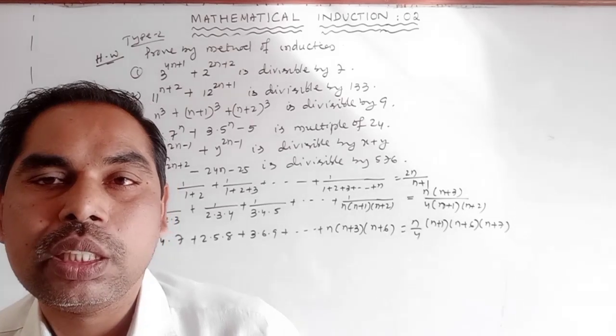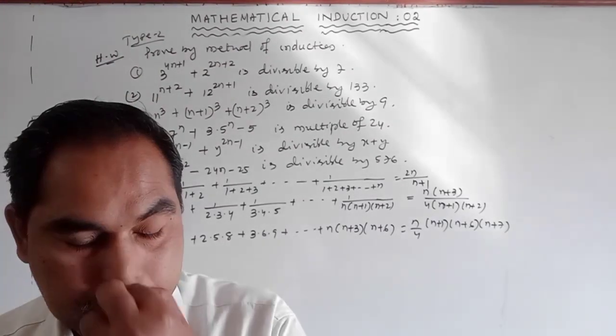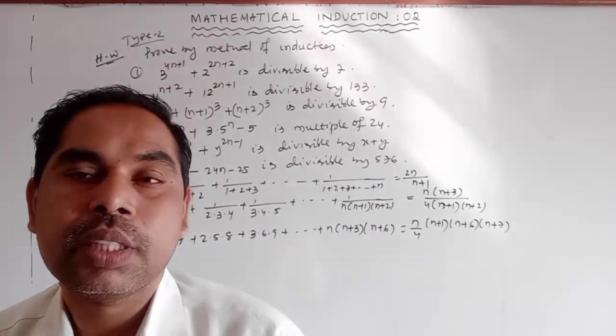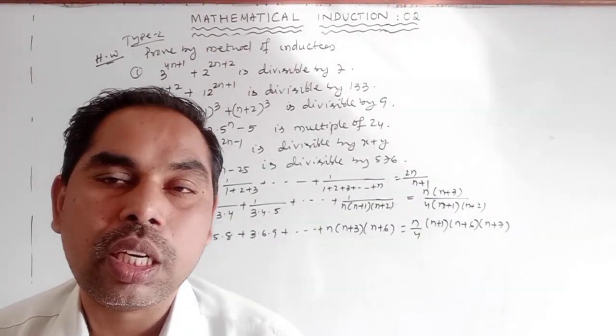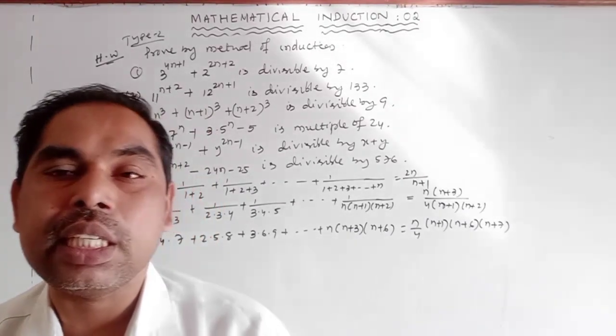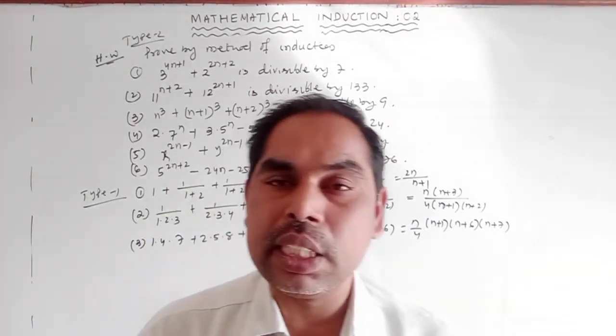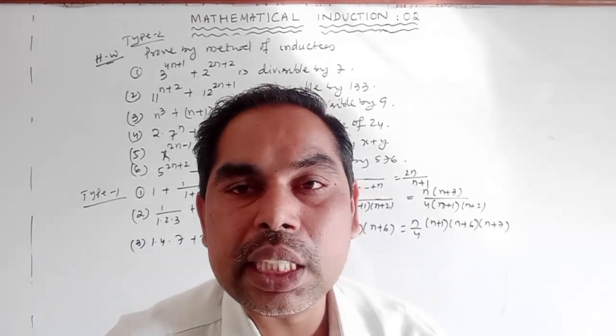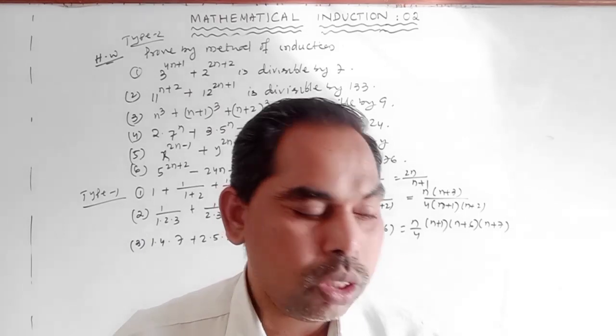Using inequation. Inequation means, suppose, not equal: a greater than b, it is an inequation. A less than b, it is an inequation. A greater than or equal to b, a less than or equal to b, these are called inequations. Okay, so next class.